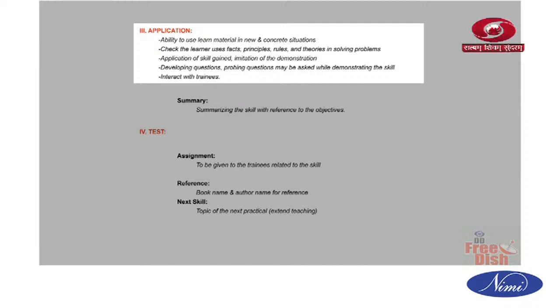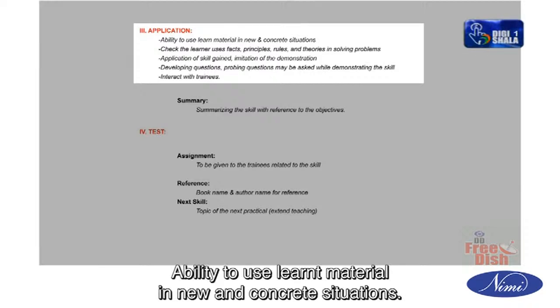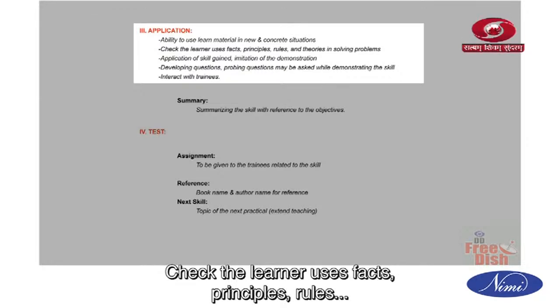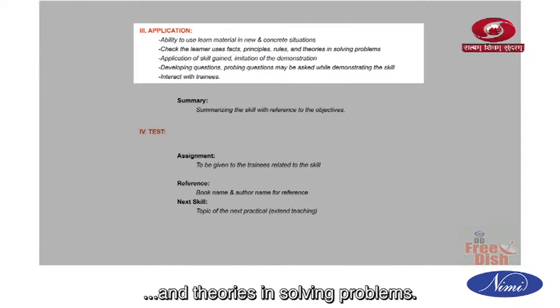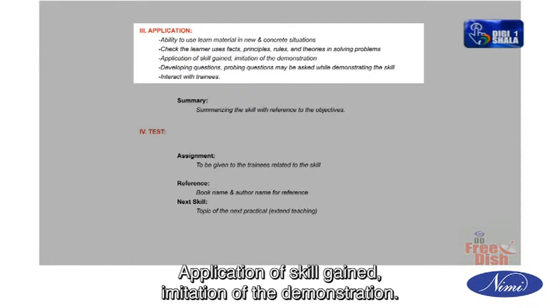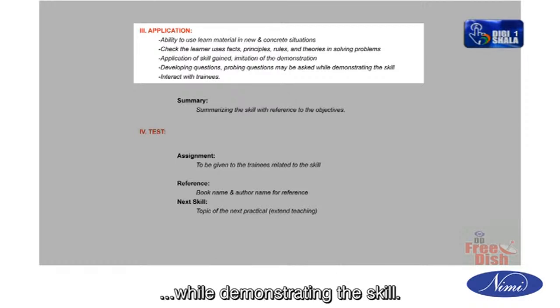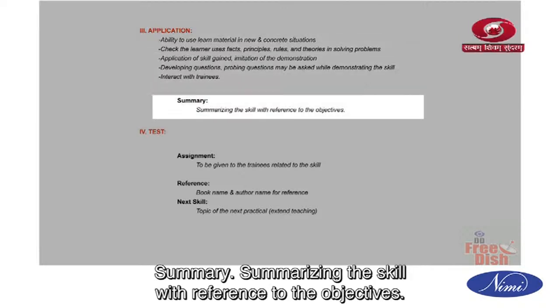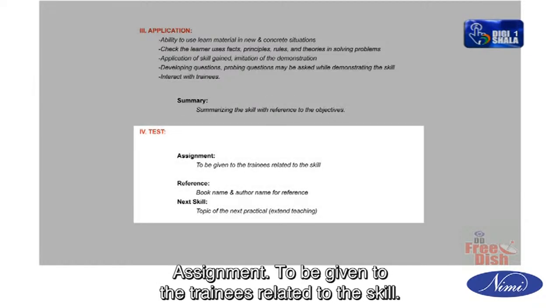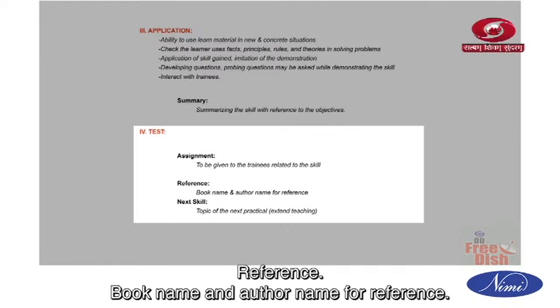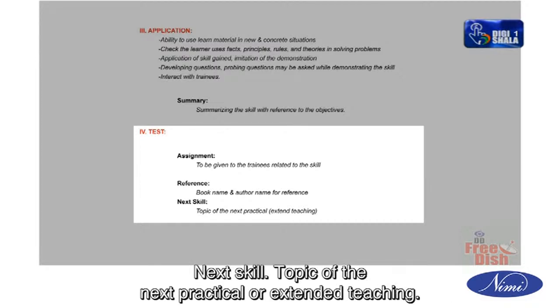Third, application. Ability to use learnt material in new and concrete situations. Check the learner uses facts, principles, rules, and theories in solving problems. Application of skill gained. Imitation of the demonstration. Developing questions, probing questions may be asked while demonstrating the skill. Interact with trainees. Summary. Summarizing the skill with reference to the objectives. Fourth, test. Assignment. To be given to the trainees related to the skill. Reference. Book name and author name for reference. Next skill. Topic of the next practical or extended teaching.